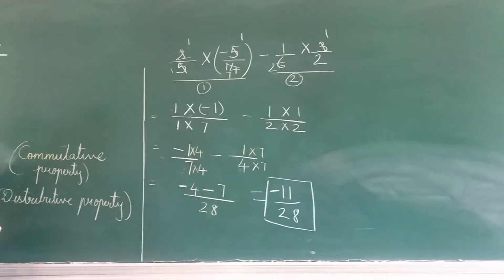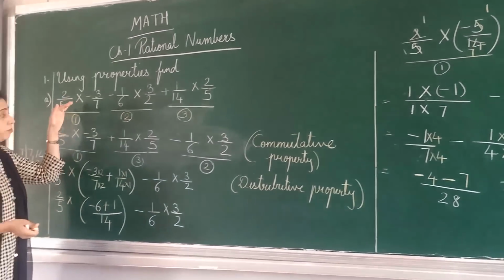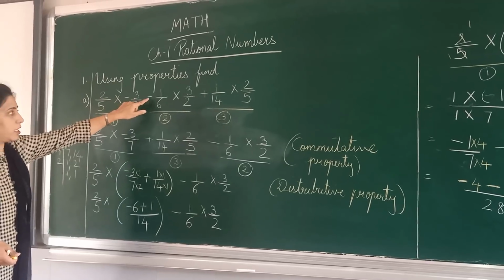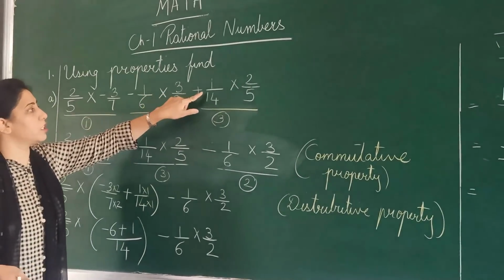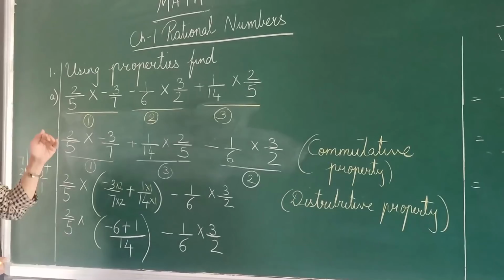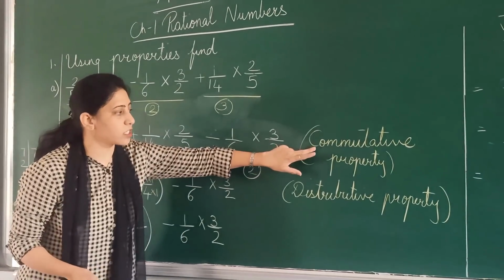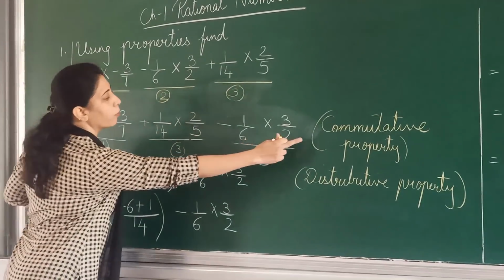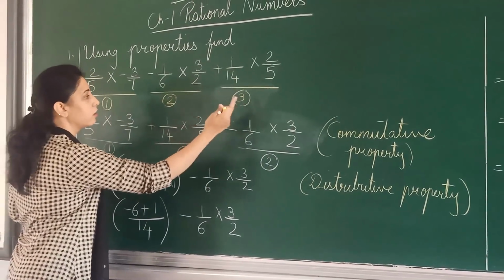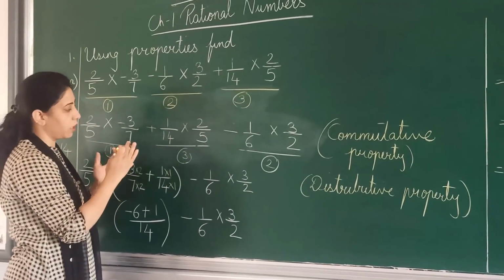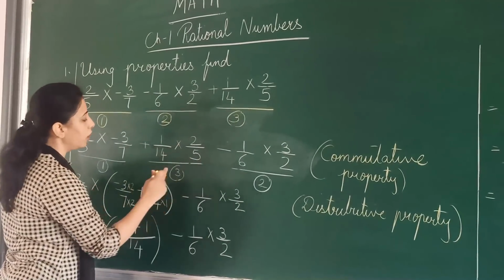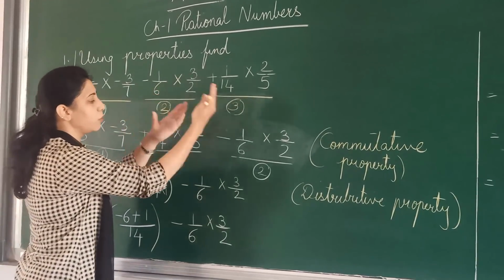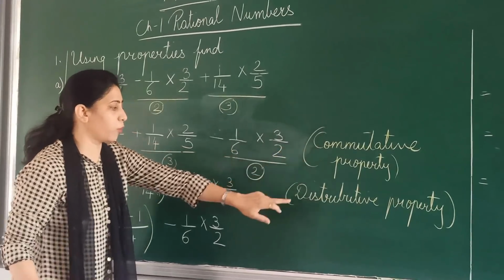Again, I just take a recap of this sum. 2 upon 5 into minus 3 upon 7 minus 1 upon 6 into 3 upon 2 plus 1 upon 14 into 2 upon 5. Here we have used two properties, that is commutative property and distributive property. So we have just exchanged. Commutative property means we have just exchanged the places of second and third parts, the sums. So it will be 1 upon 14 into 2 upon 5 will come in the second place and this will be shifted over here. That is called commutative property.